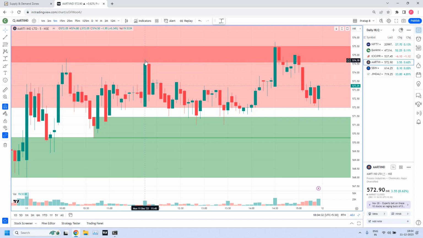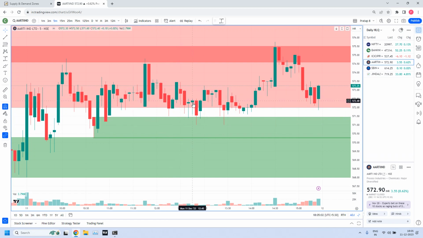See here, we got the entry, and there is a demand zone, but you might be thinking this demand zone will be violated, but it is tested here just before, maybe a 5 paisa, 10 paisa difference. There is a rejection. Now itself you should realize there is something happening in this demand zone. Because there is a rejection, the demand is very strong.